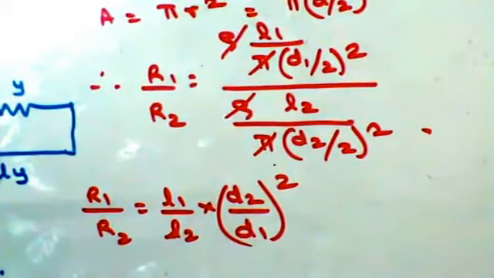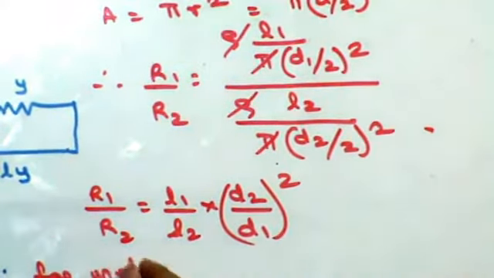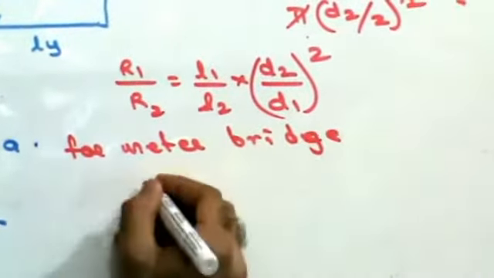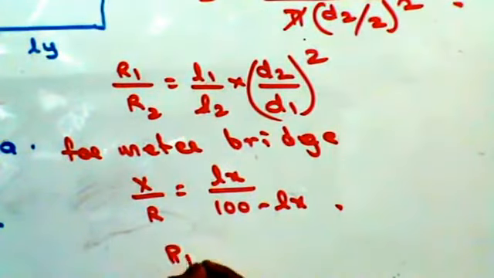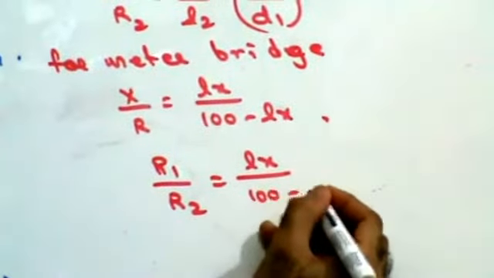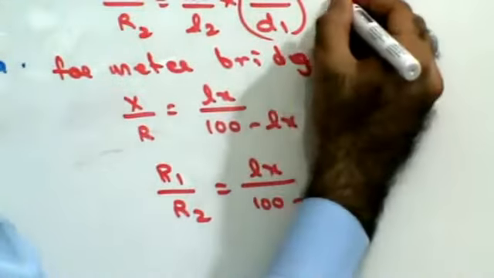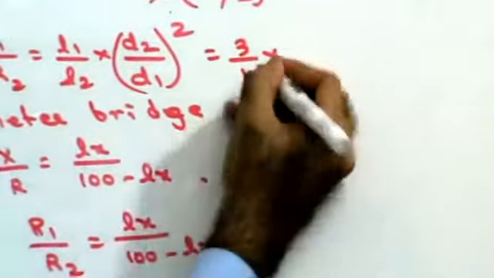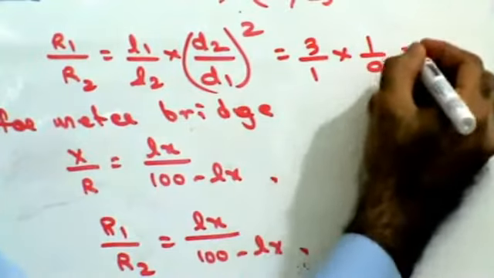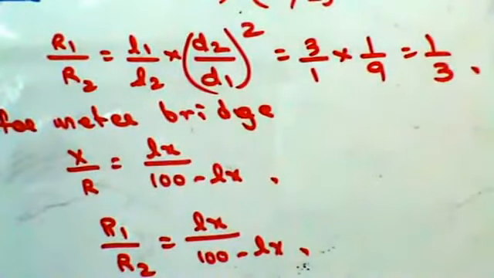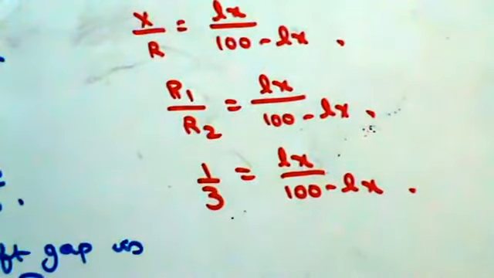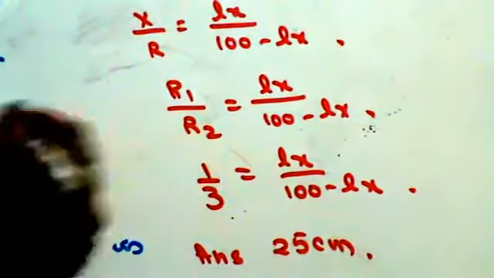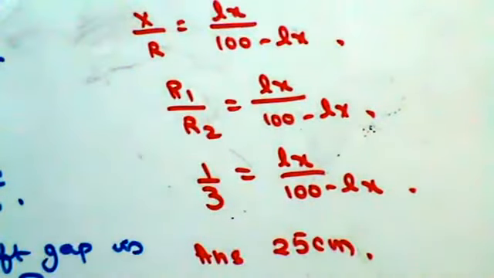Now once I have the ratio of the resistances, I can say for the meter bridge, x upon r is lx upon 100 minus lx, where x upon r is nothing but R1 upon R2. I know l1 upon l2 is 3 upon 1, and d2 upon d1 will be 1 upon 3, so this works out to be 1 upon 3. So R1 upon R2 is 1 upon 3, equal to Lx upon 100 minus Lx. Now you can solve this and get the answer. The null point is 25 centimeters. You will get your null point at a distance of 25 centimeters from the left gap.